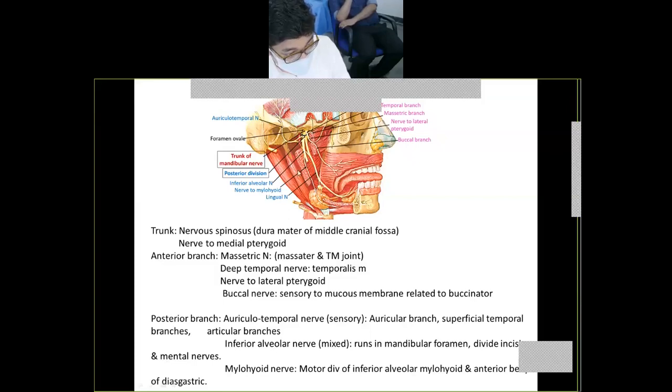There is a nerve which is coming again from the inferior alveolar nerve. This is known as the nerve to mylohyoid. The mylohyoid is the muscle which lies in a triangle near the neck, in the carotid triangle, even in the digastric triangle. So there is another branch coming from the trunk of the inferior alveolar nerve, known as the nerve to mylohyoid. It will supply the anterior belly of digastric and the mylohyoid.